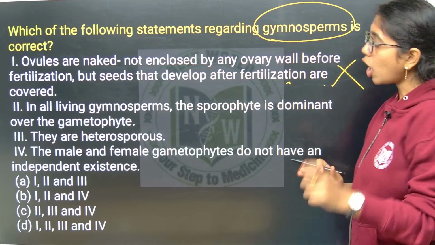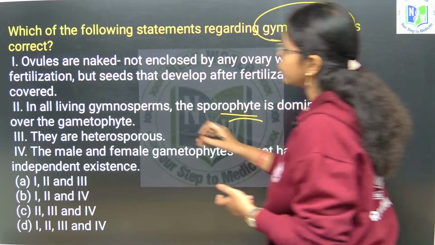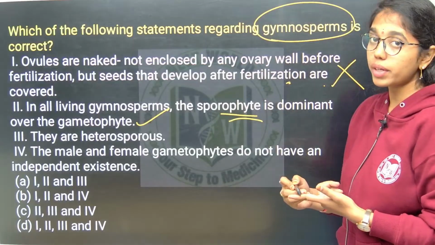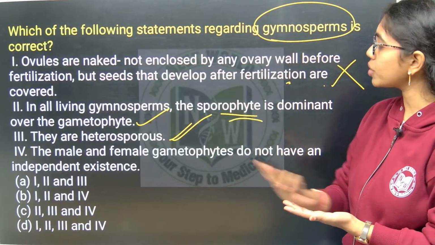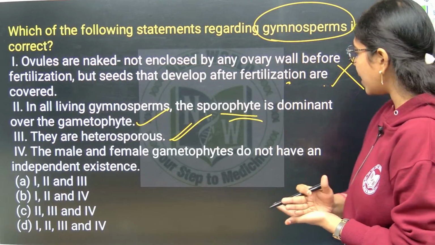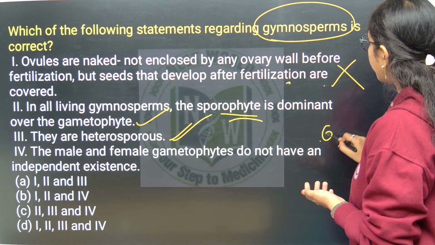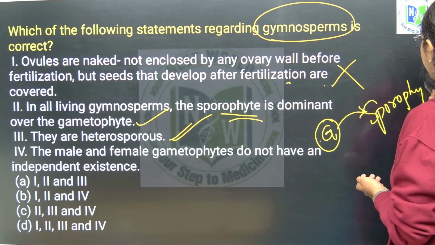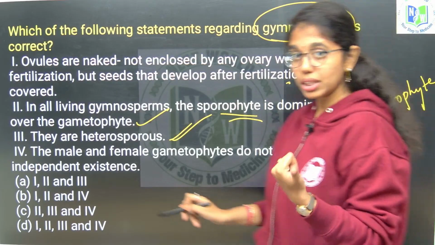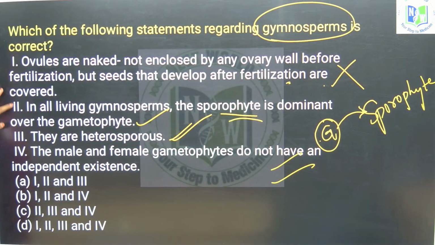Second statement, in all living gymnosperms, the sporophyte is dominant over the gametophyte. Yes, in gymnosperms, the sporophyte is dominant over the gametophyte. Then next statement, they are heterosporous. Yes, all the gymnosperms are heterosporous only. The male and female gametophyte do not have an independent existence. Yes, here gametophyte is dependent on sporophyte, both in the gymnosperms and angiosperms. So here what option you have to choose, ma? 1 is wrong, 2, 3 and 4 are true. Option C will be the right answer.